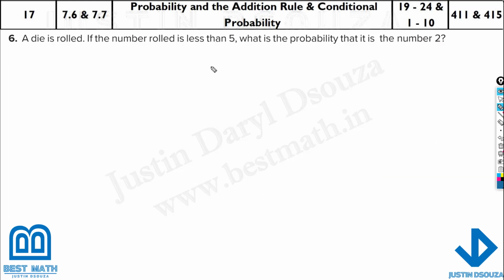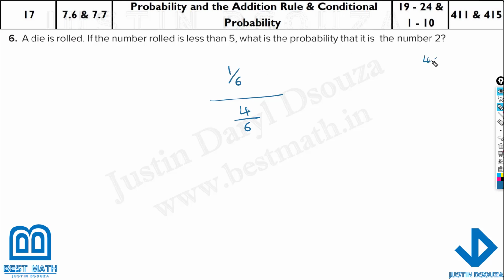A die is rolled. If the number rolled is less than 5. Okay, that's the condition, less than 5. How many numbers? 4 out of 6. In a die, there are 6, right? What is the probability that the number is 2? Probability of A and B will be 2 and less than 5. How many are there? Only 1, right?